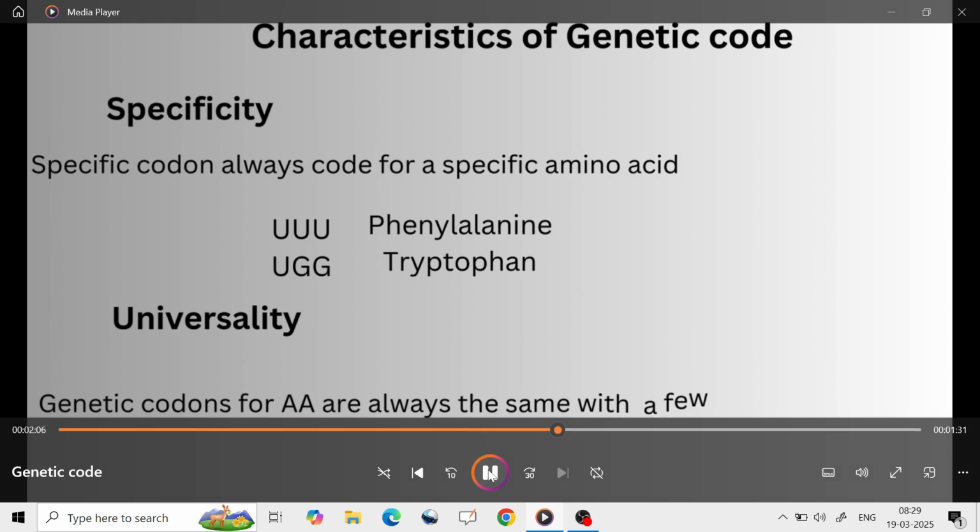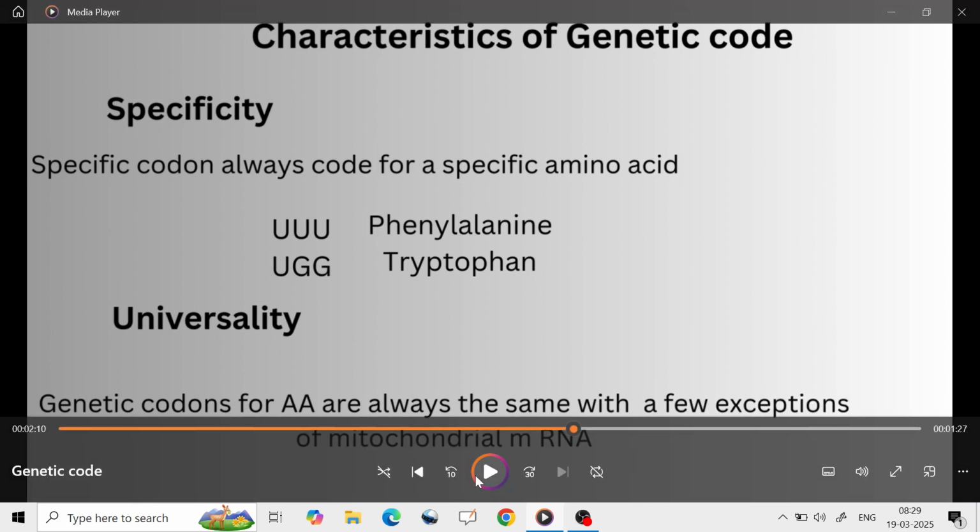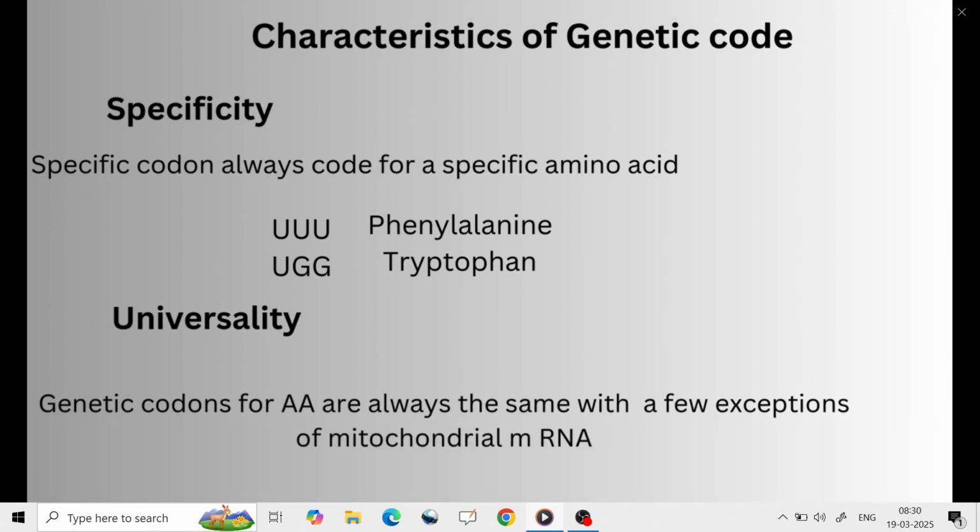It is also universal. The genetic codons for amino acids are always the same, with a few exceptions in mitochondrial mRNA. You have mitochondrial extrachromosomal DNA, which is a little different from normal, but the genetic code is generally universal, with a few exceptions.